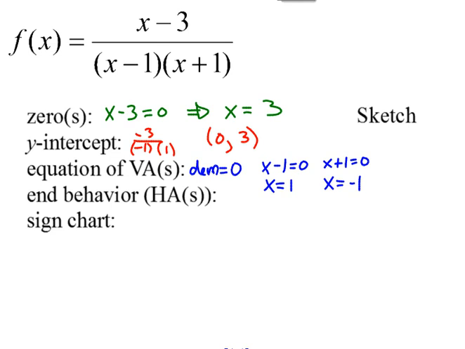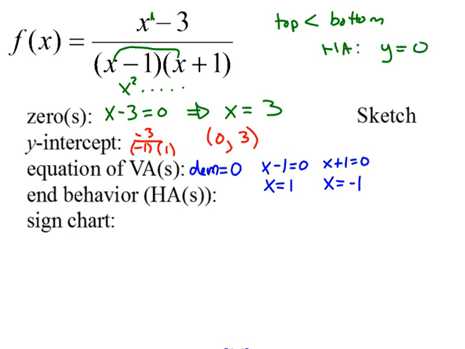All right, our end behavior, or our horizontal asymptotes, we consult our degree on top versus degree on bottom. So this is x to the first. If you were to FOIL this through, it would be x squared. So your degree on top is 1, your degree on bottom is 2. So top is less than bottom for our degree. Therefore our horizontal asymptote is y equals 0.